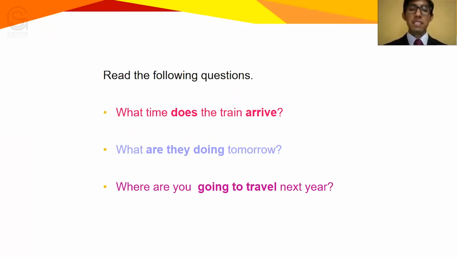Now, as you can see, we have three different questions. Let's start by reading them. What time does the train arrive? What are they doing tomorrow? Where are you going to travel next year? As you can see, all of these questions are expressing a future form. However, they are using different grammar structures. We have simple present, present continuous, and going to.